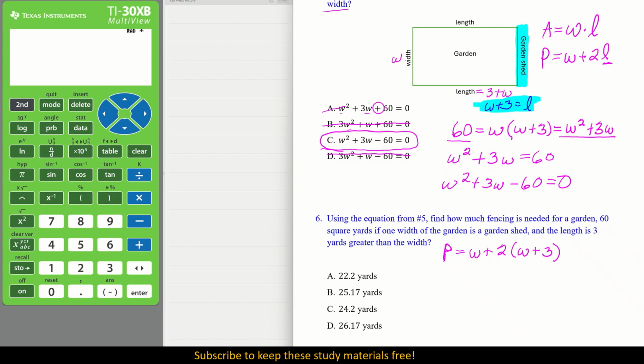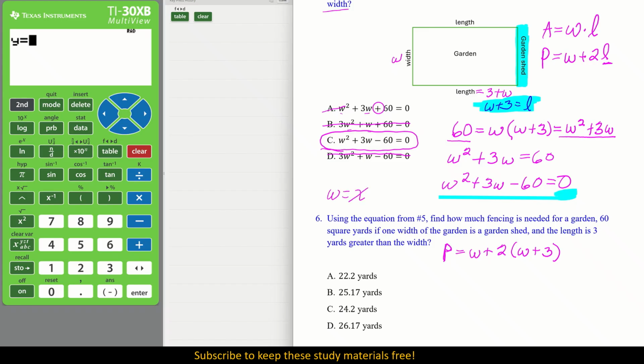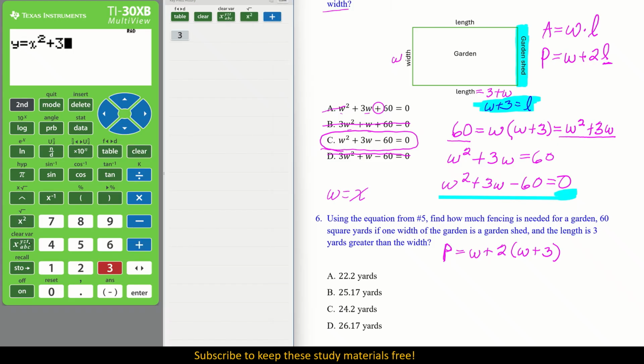So we need to find what W is. How do we do that? We go back up here, take this equation that we created, put it in our calculator, and find where, here's the big thing, you need to find where it equals 0, and that can be tricky. So go back to our table, clear this out, and remember, we don't have a W to put in the calculator. So W will equal our X. So each of those should be X. So X squared plus 3X minus 60.